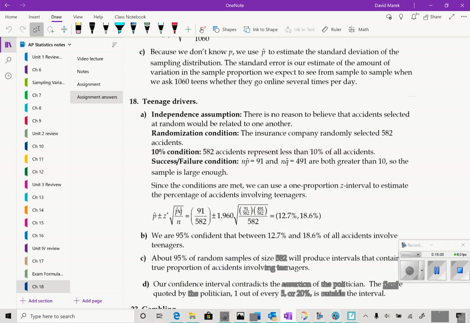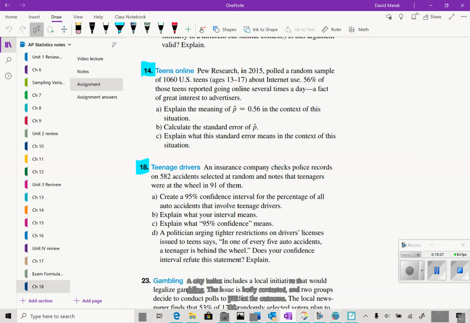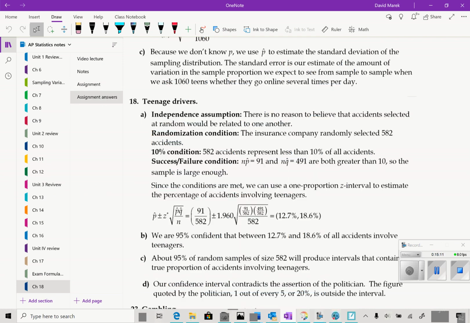Our success failure condition, again, you have to show your calculations. So if we're saying 91% of the 582, well, that means n times p hat would be 91. Okay, you really don't have to plug that into a calculator, I hope, but you have to write this out. They will take off points if you don't write this out.